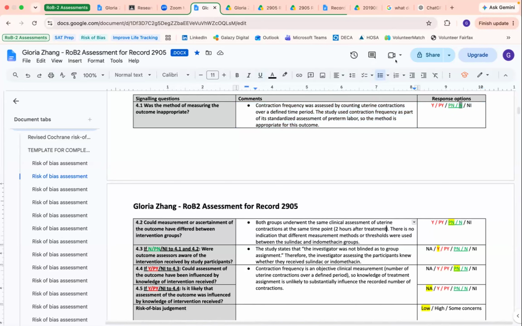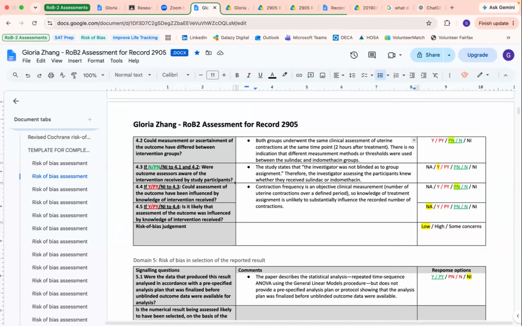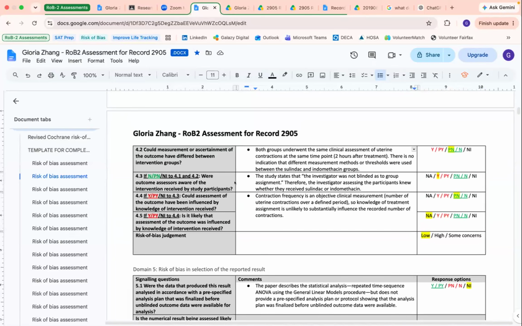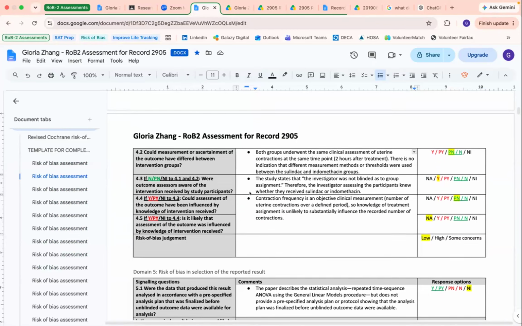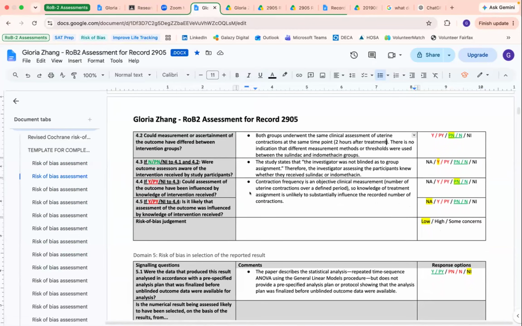Okay. And then for 4.2, could the measurement or ascertainment of the outcome have differed between the groups? I answered probably no. What did you guys answer? I also said probably no. Me too. Okay, great.